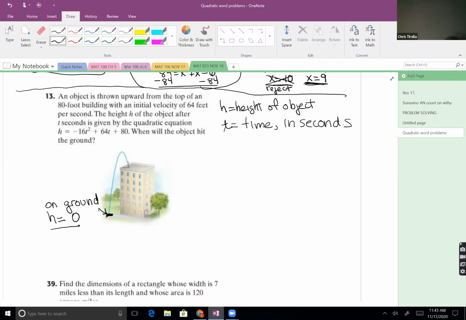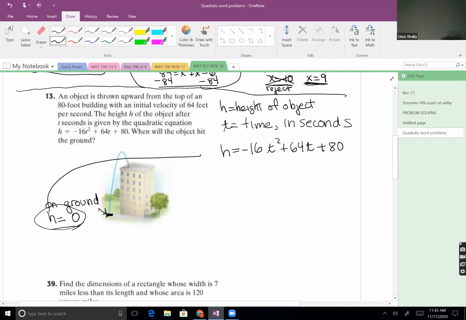With this one, we don't need to write an equation because we're given the equation h equals negative 16t squared plus 64t plus 80. And all we have to remember is that when we're on the ground, h is 0. So we're solving negative 16t squared plus 64t plus 80 equals 0. One side is 0. We're in descending order.